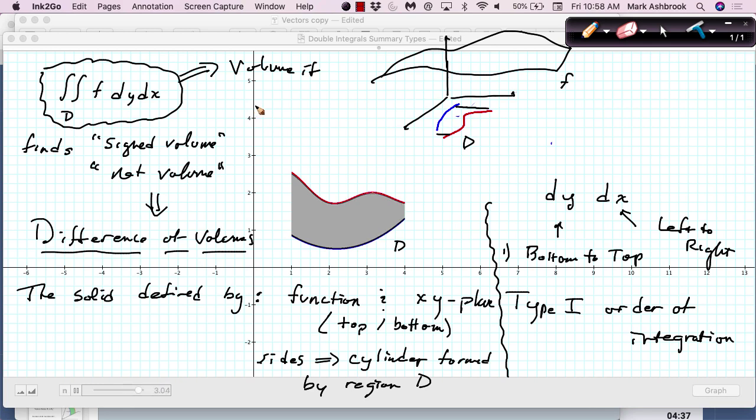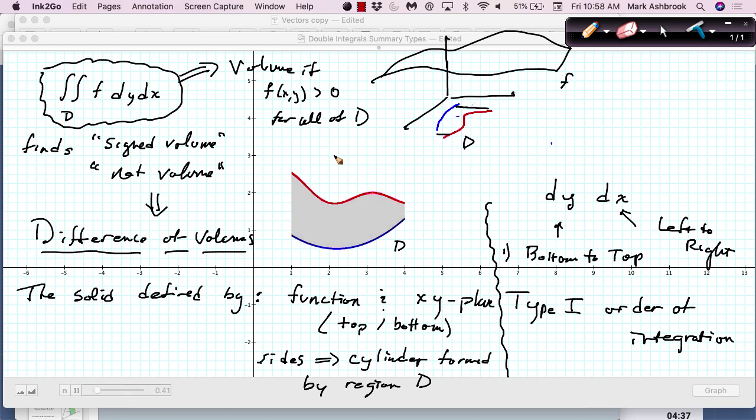If the surface for whatever region is either all above or all below the xy plane, then you get volume if f of x y is greater than 0 for all of D. What about all below? If f is all below the xy plane, does it give volume? It is the opposite of the volume, right? It will be a negative value. So the magnitude of your integral will be volume, but you'll get the opposite of it. You'll get a negative value.